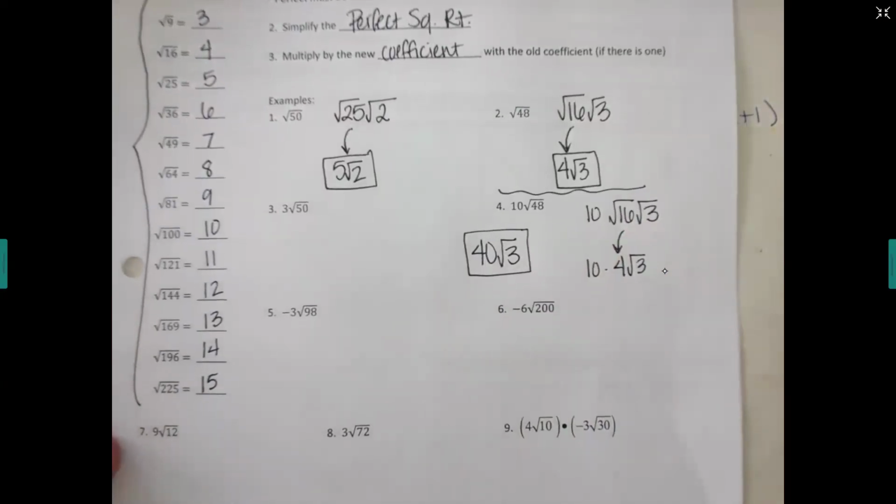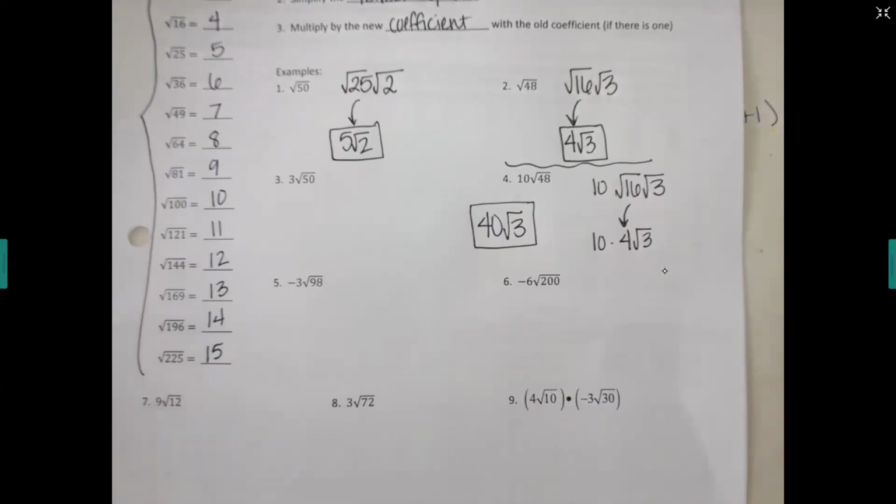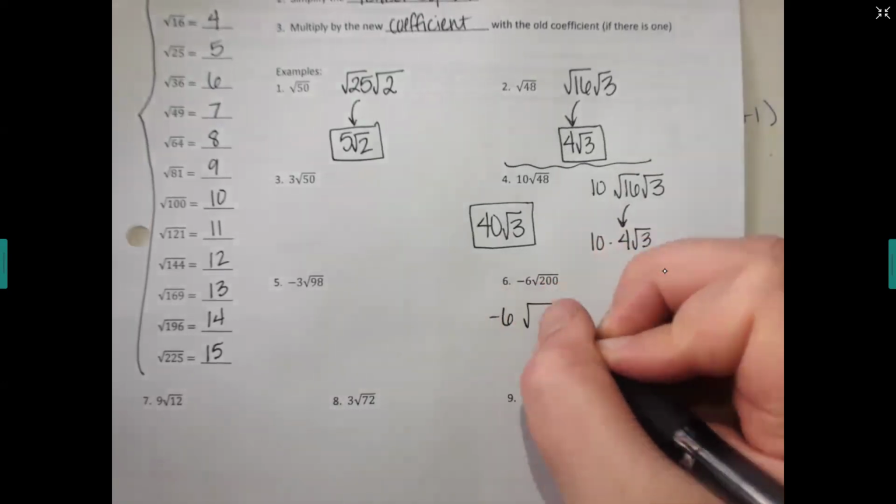All right, let's skip down to number 6. Okay, the number I want to break down is the square root of 200. So I'm going to find the closest to 200 I can get, and I'm going to work my way up. 200 is closest to 196. Will it divide, though, by 196? No. Will 200 divide by 169? 144? 121? 100? Yes. 100 times what? 2. So it's going to be a negative 6 in the front.